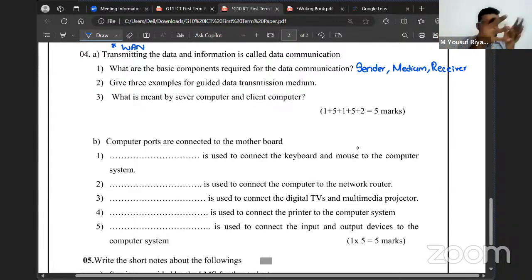So the medium is basically how the data is going to be taken from the sender and given to the receiver. That's what you call as medium. So here the medium is Zoom.